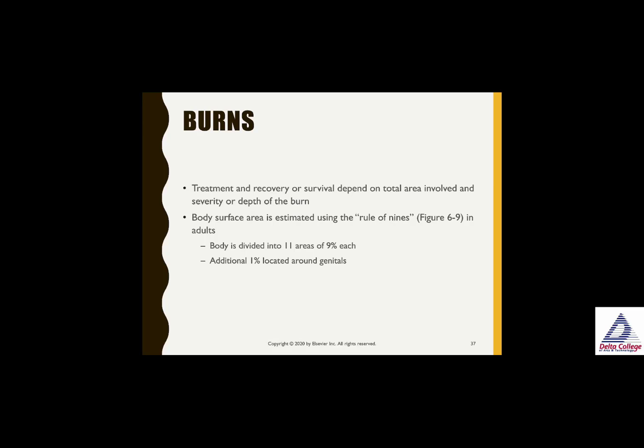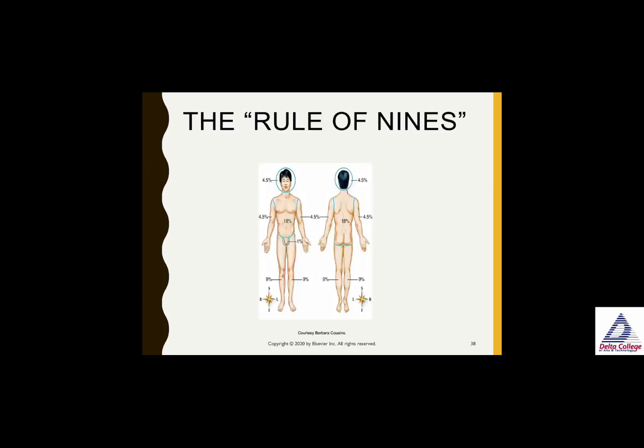The body surface area is estimated using what's called the rule of nines, and you will see this in your book. It is actually figure 6-10 in your book. It is where the body is divided into 11 areas of 9% each, with an additional 1% located around the genitals. So let's look at it. This is the image that is figure 6-10 in your book. And here's the rule of nines.